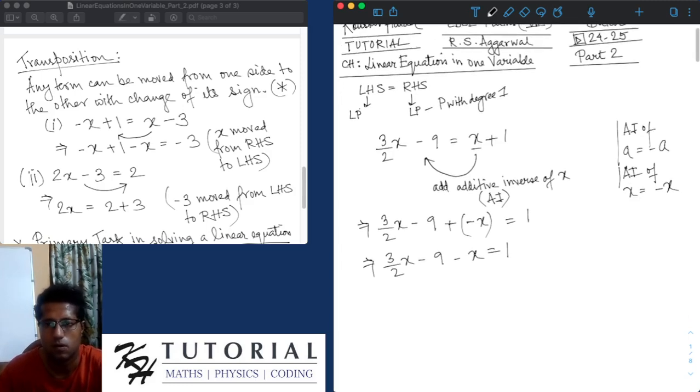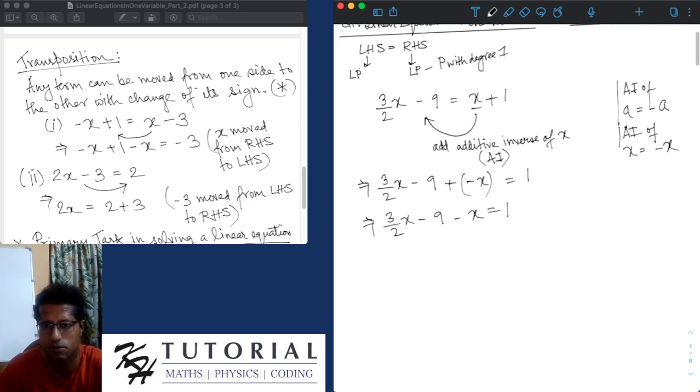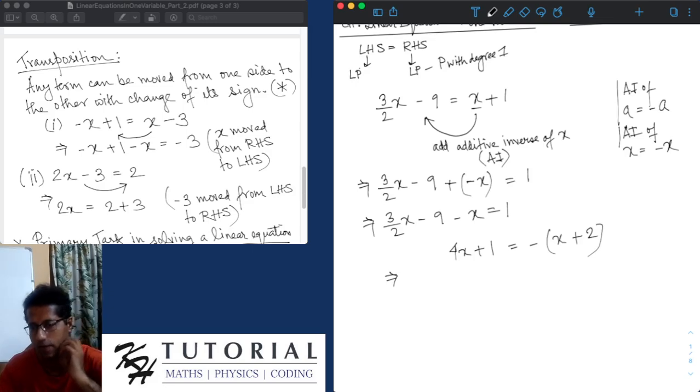Now the same thing happens. Let's take another example. Let's say we have 4x plus 1 equals minus (x plus 2). This is the given equation. Now if we open the grouping symbols, the brackets, from the RHS, it becomes 4x plus 1 equals minus x minus 2.